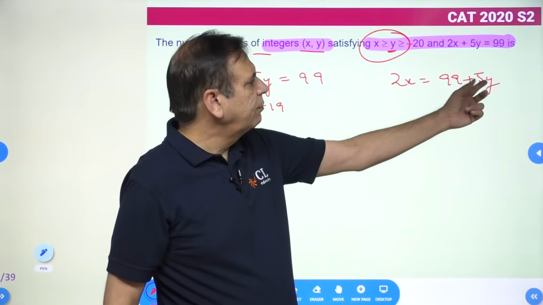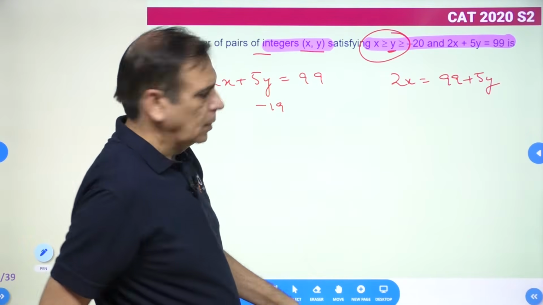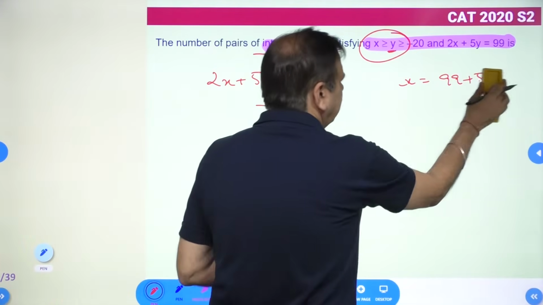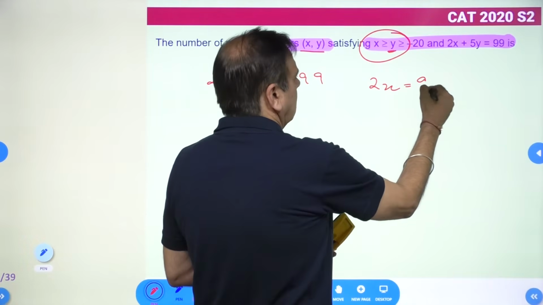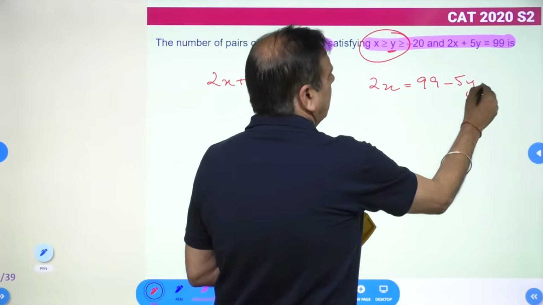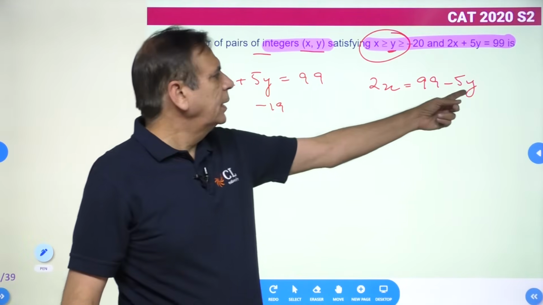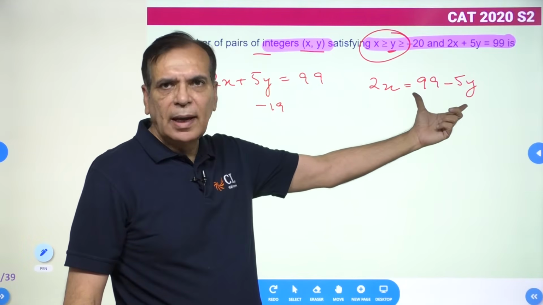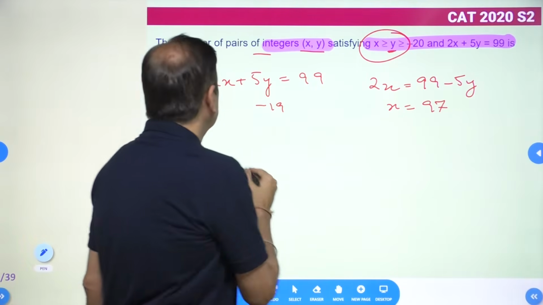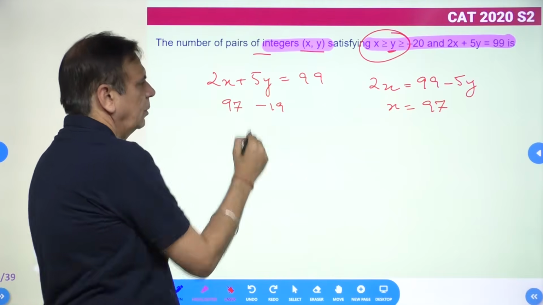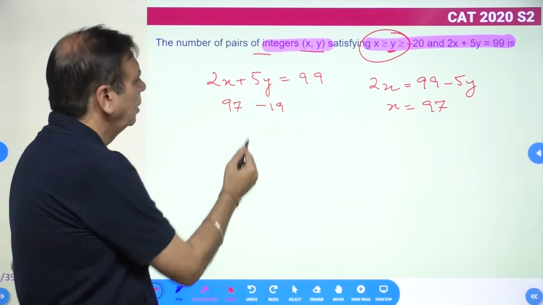So minus 95. Why am I writing everything wrong today? Okay, I'll do it again. So 2x is equal to 99 minus 5y. If y is minus 19, then 95 plus 99 makes it 194, and x will become 194 by 2, 97. So 97. What will be the next value?